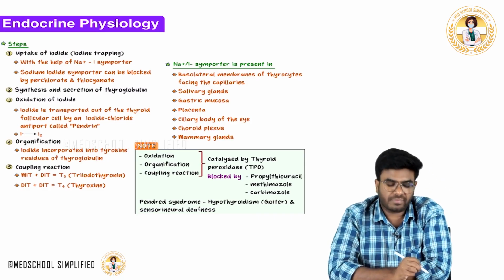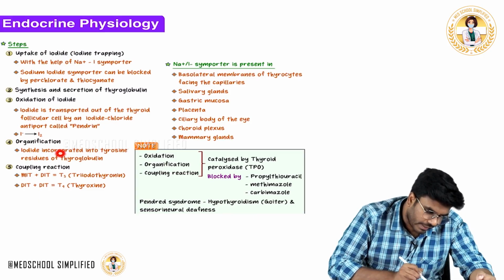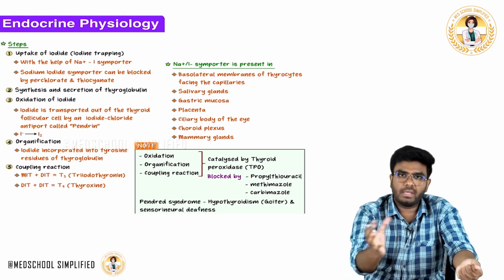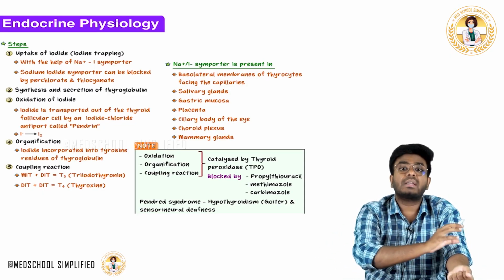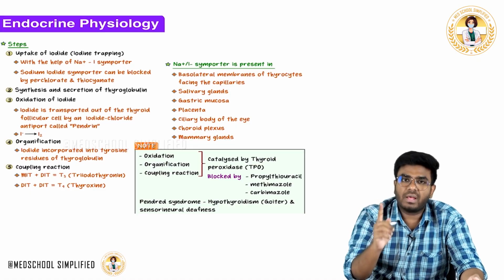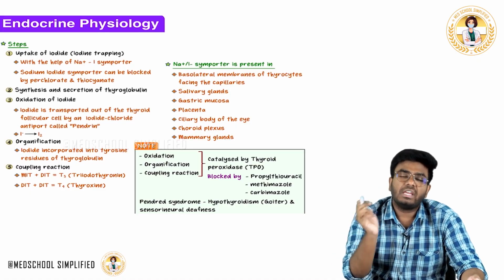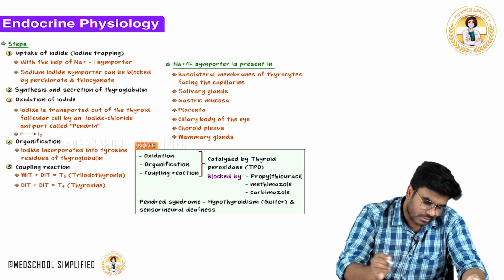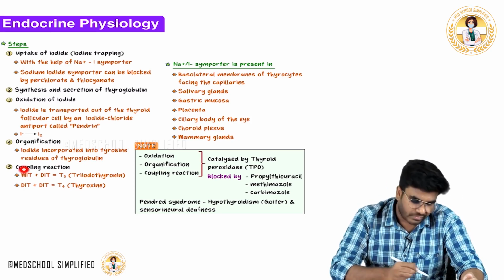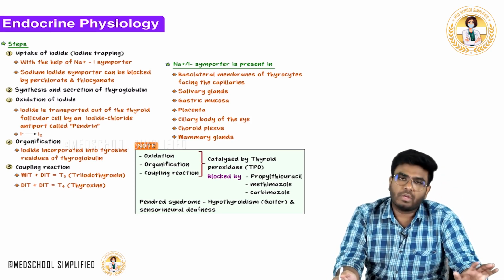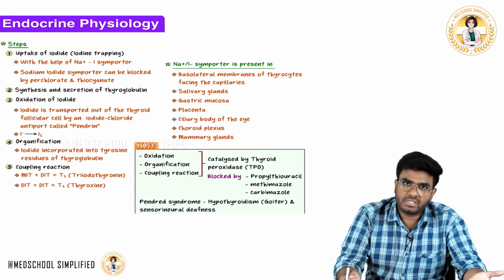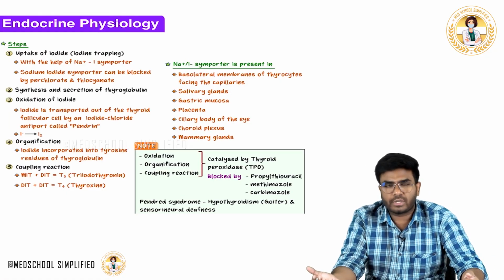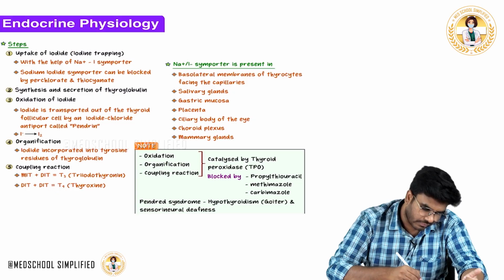Now, what is the next step? Organification. In organification, iodine is incorporated onto the tyrosyl residues of thyroglobulin. If this is thyroglobulin, the iodine molecule will come and bind to the tyrosine residues. If one iodine binds, it is called monoiodotyrosine. If two iodines bind, it is called diiodotyrosine. So organification is also completed. Now we are left with the coupling reaction. We bind monoiodotyrosines with diiodotyrosines, or diiodotyrosine with diiodotyrosine, leading to the formation of T4 and T3.